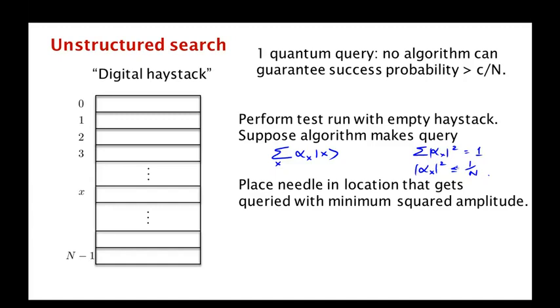Now when we make this query, the algorithm doesn't know where the marked element is, so once we put the marked element there, it still makes the same query. And so it queries the marked element with amplitude, the amplitude with which it queries this particular element, let's call it x star.